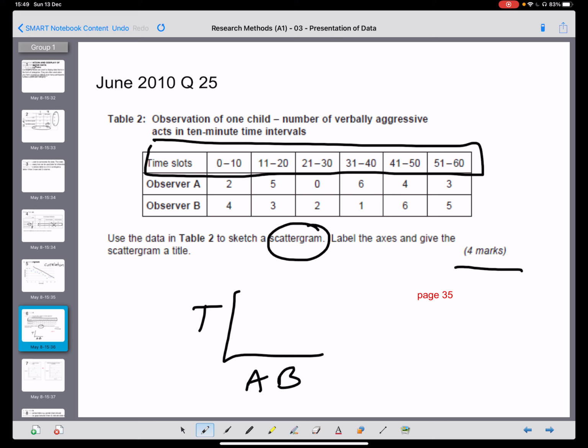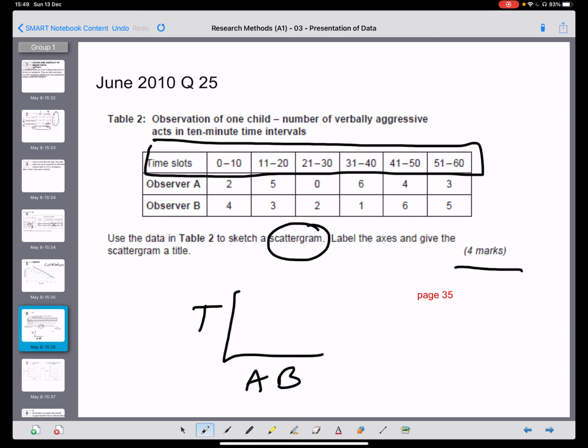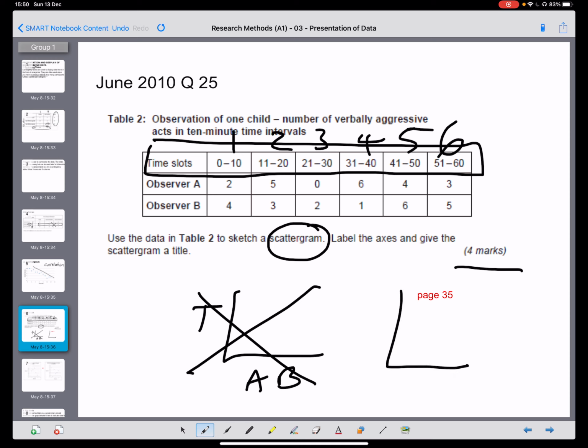What we have to do is look at the question. What are we comparing? If we go back to this particular one, we're comparing reaction time with hours slept. It happens to be the same person who does the reaction time and the hours slept. So let's go back to this particular table. It says observation of 1 child, number of verbal aggressive acts in 10-minute time intervals. In other words, the time intervals are a bit like participant 1, participant 2, participant 3, 4, 5, and 6. So with this being completely wrong, we need to compare, or see the relationship between, A and B.